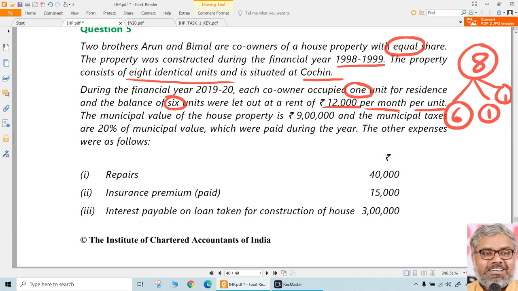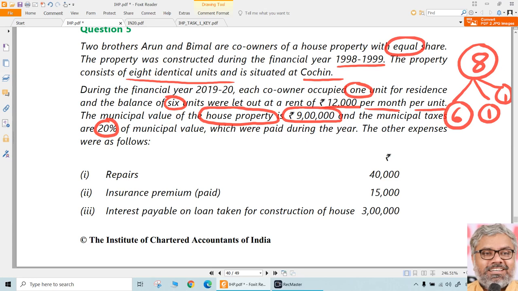There is no problem. Each portion is a separate property here. But these 6 properties are let out. 6 units are 6 different properties, as good as 12,000 per month per unit, per portion you can say, that is per unit. Municipal value of the property is 9 lakhs rupees, that is the entire property. Municipal taxes are 20% of municipal value which are paid during the year.